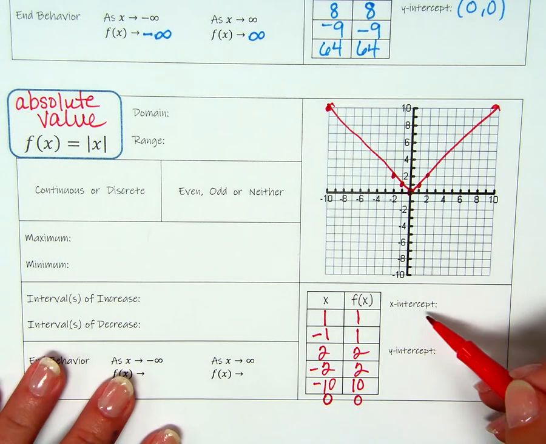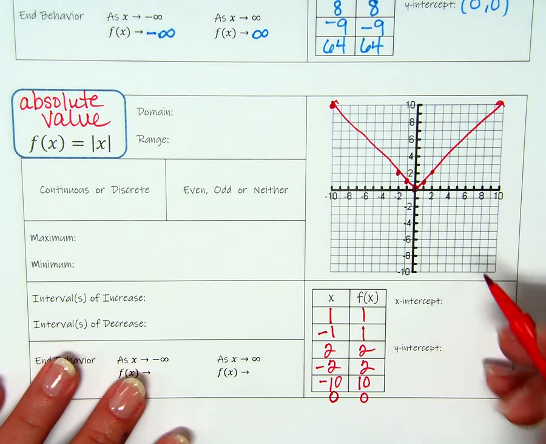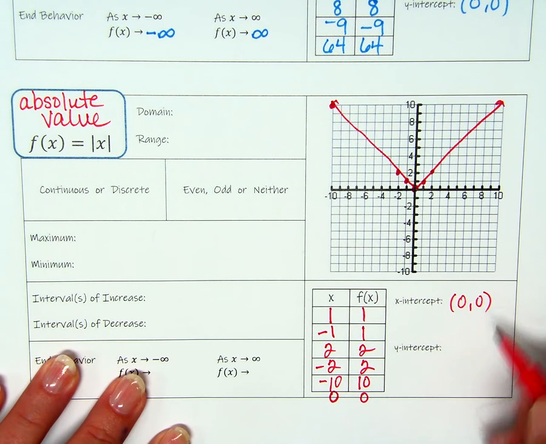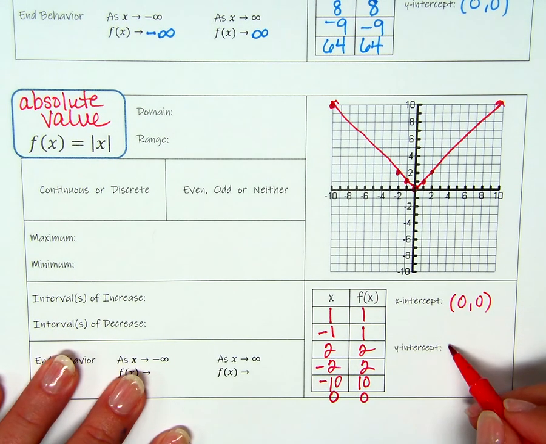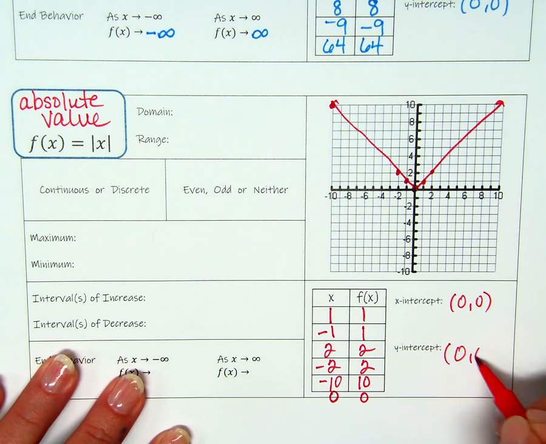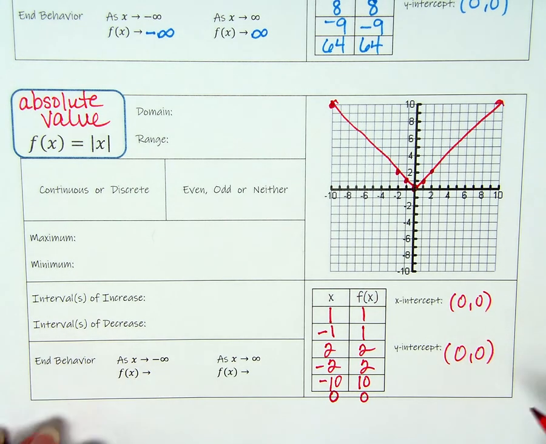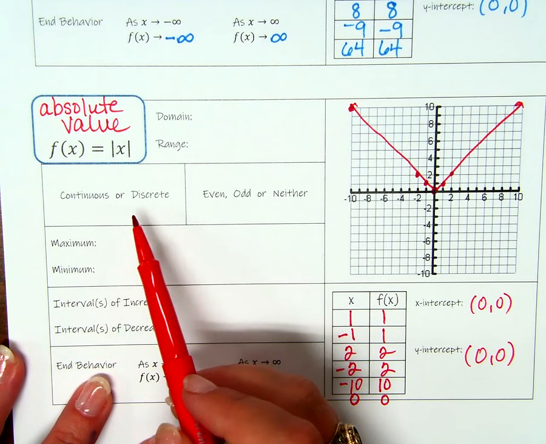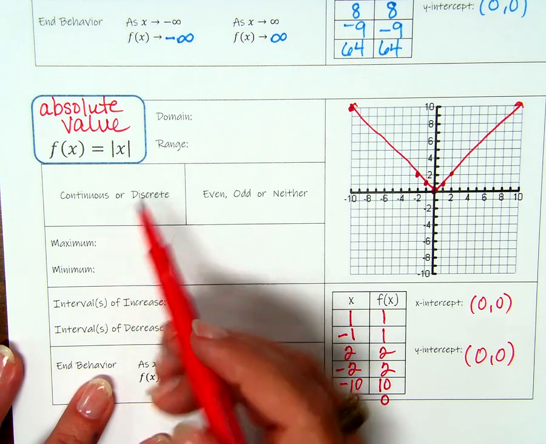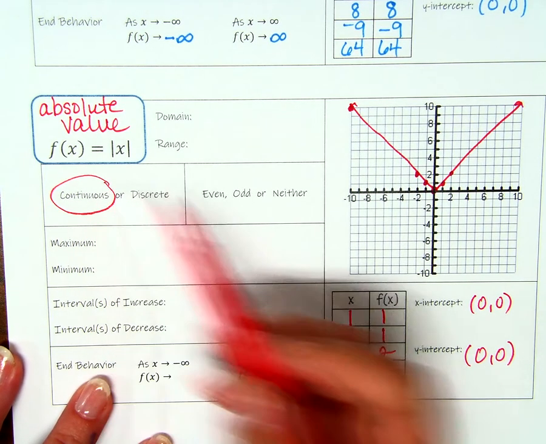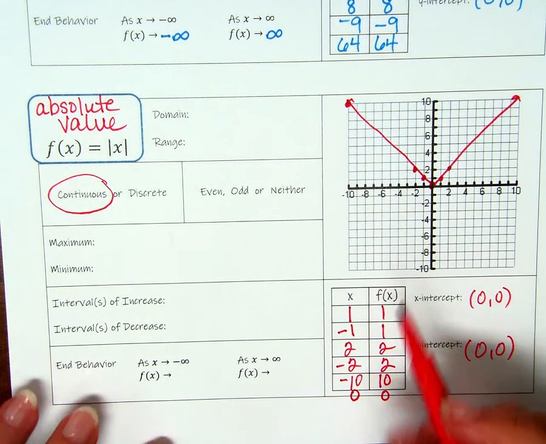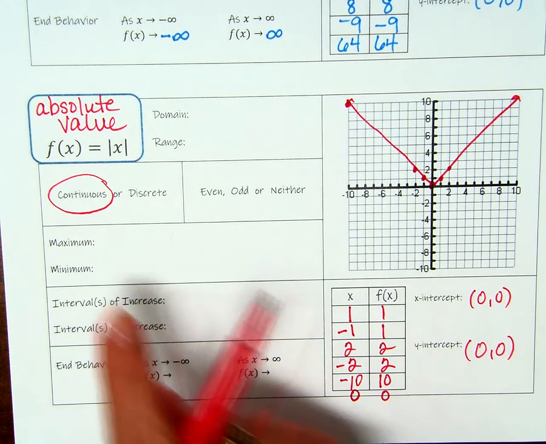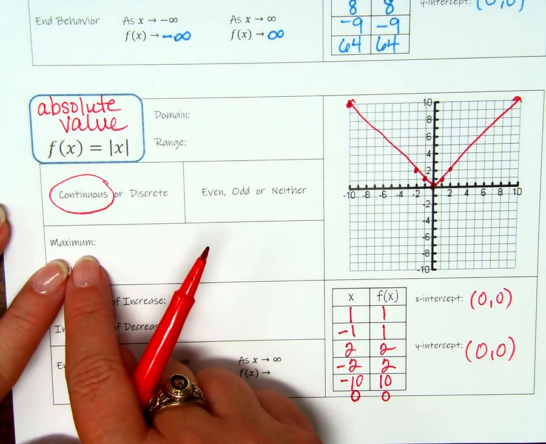What's the x-intercept? 0, 0. What's the y-intercept? Oh, yeah. Once again, it's the same place, right? Is it always going to be that way? No. So what did we decide about this function then a minute ago? It is continuous, and why is it continuous? Because I could connect the dots, right? Okay. Where is its maximum value?